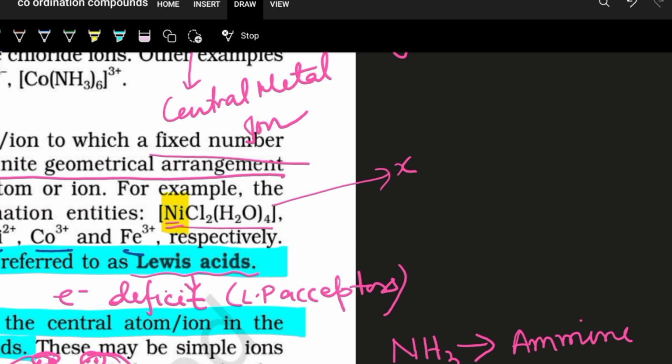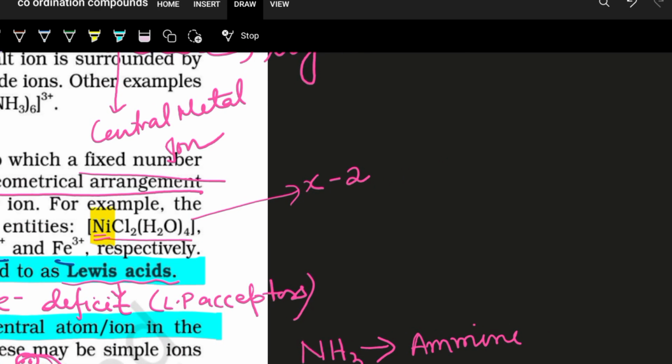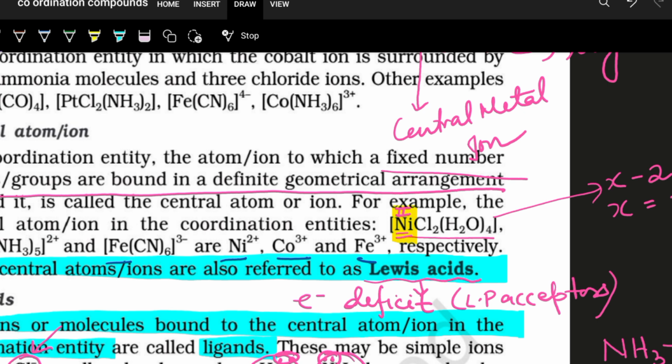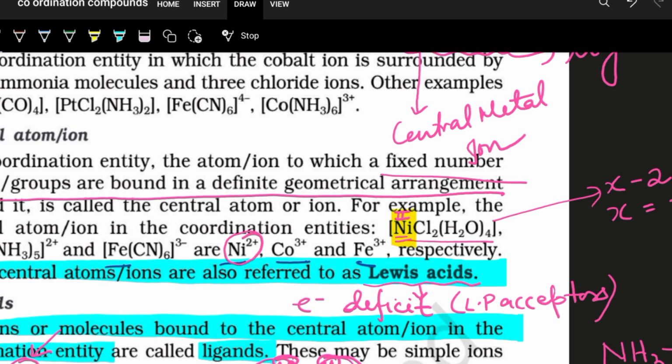Cl, for each Cl it is -1. For 2 Cl it will be -2. H2O is a neutral ligand. It doesn't have any charge, which is equal to the overall charge is not there. So it is 0 and X is equal to +2. So this is nickel +2. That's why we can see over here Ni2+.